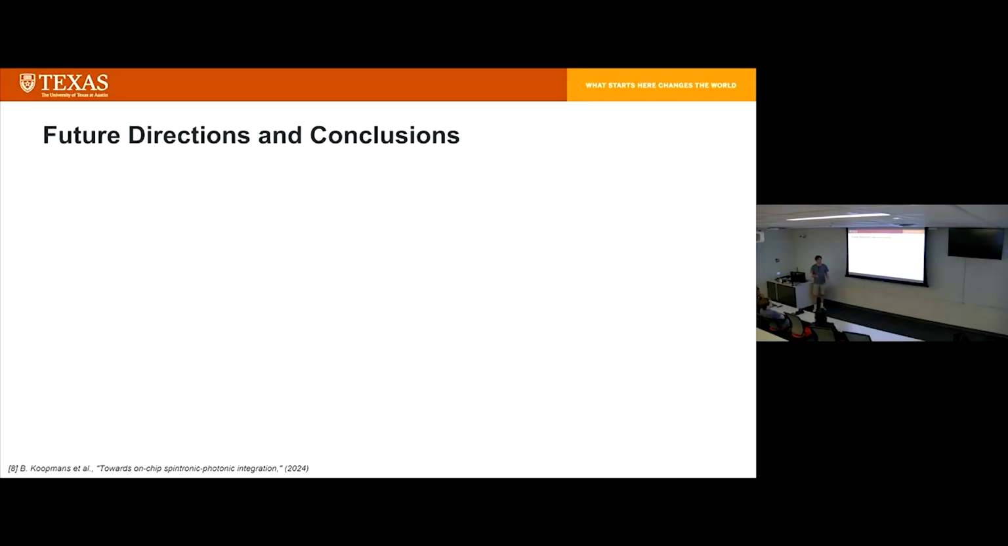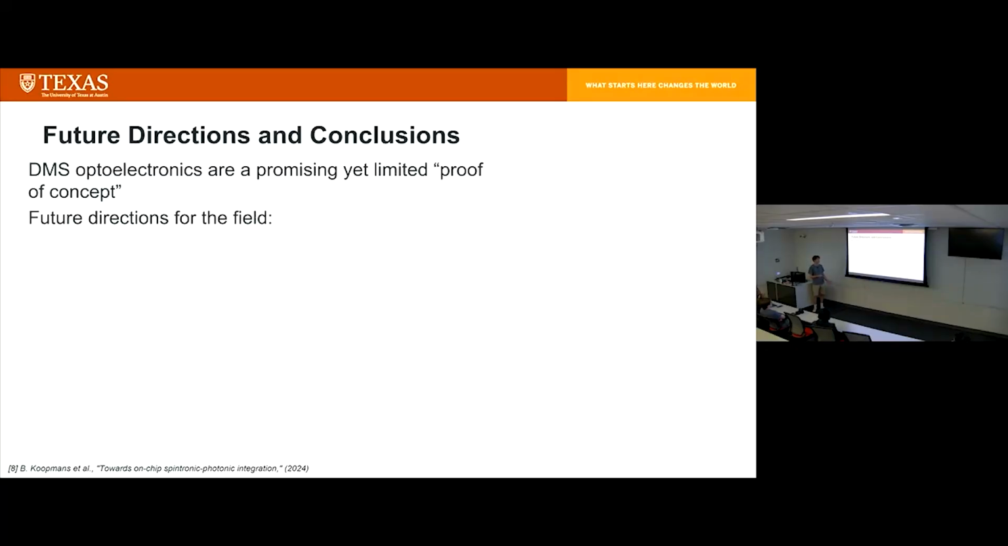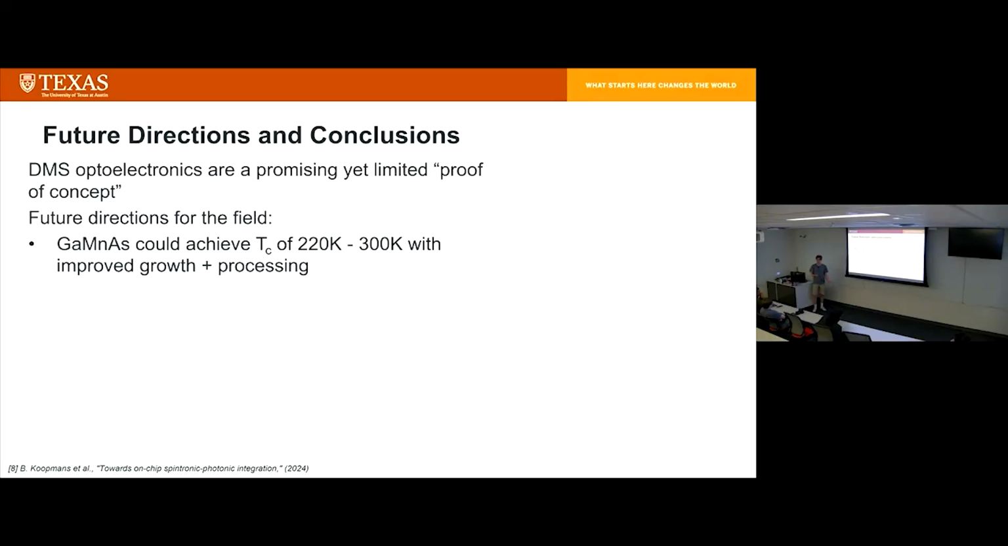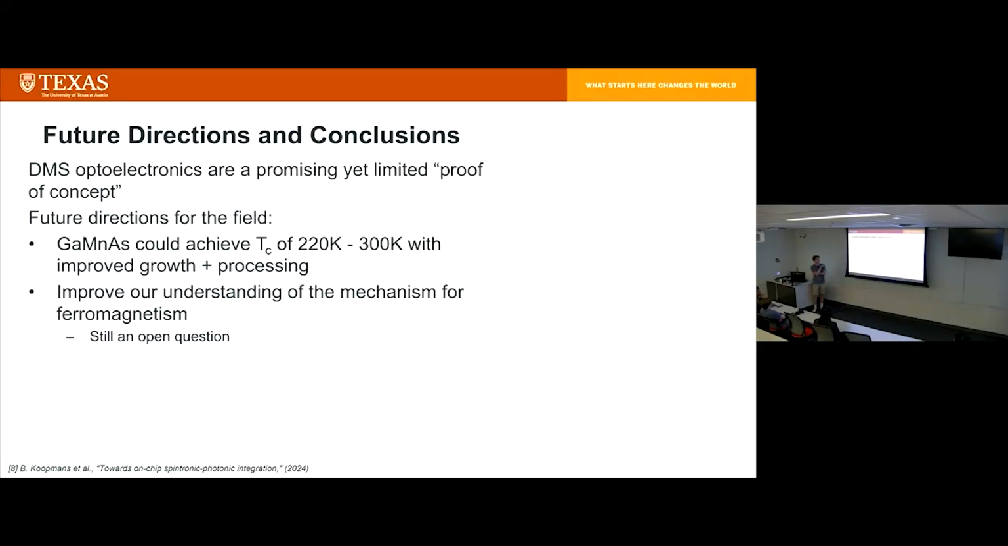And so, yeah, moving on to the conclusions. I would say that DMS materials are a very interesting proof of concept at the current moment, but they're very limited in their applications. But there are a lot of future directions. For one, gallium manganese arsenide could potentially get pushed to a higher Curie temperature through improved growth and processing, which I could get into. And then additionally, we could improve our understanding of the mechanism for ferromagnetism, which, as I mentioned, is somewhat of an open question, and that could help us push to higher temperatures as well.